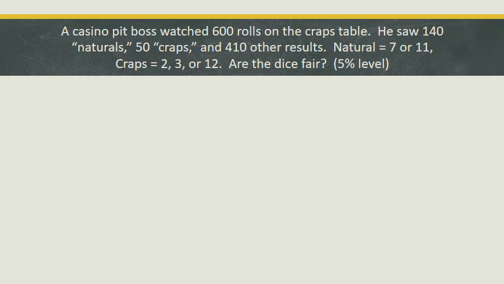Okay, the next example is about rolling dice in a casino. In the game of craps, you roll 2 dice and add them up. And there are 3 outcomes of interest in the game. A natural, which is 7 or 11, craps, which is 2, 3, or 12, and then all other outcomes, which are 4, 5, 6, 8, 9, or 10. We're going to test whether the dice are fair or not at 5% level. So we're going to assume in the null hypothesis that they are fair.